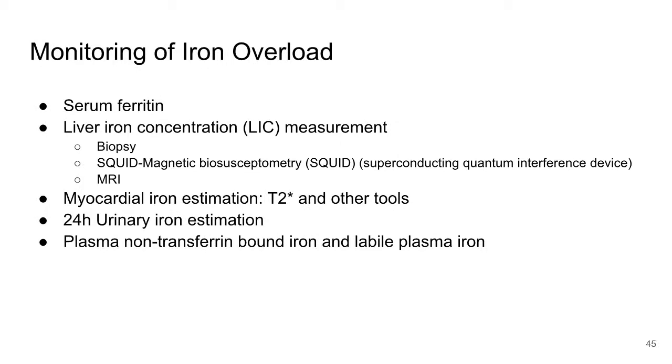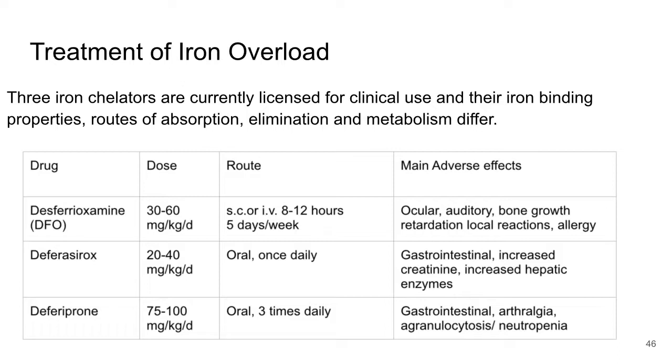Iron overload can be estimated by measuring serum ferritin, liver iron concentration, myocardial iron estimation by MRI T2 star, 24-hour urinary iron estimation, plasma non-transferrin bound iron and labile plasma iron measurements. Treatment of iron overload. Three iron chelators are currently licensed for clinical use. Number 1 is desferrioxamine, 2 is deferasirox, number 3 is deferiprone. And again, they should be monitored for adverse reactions.